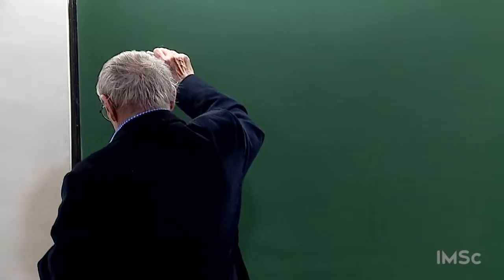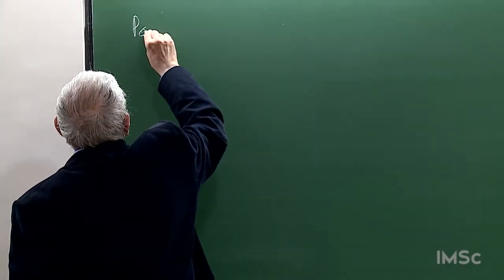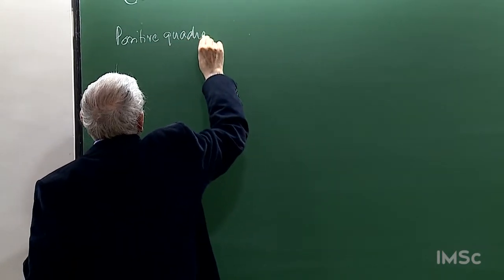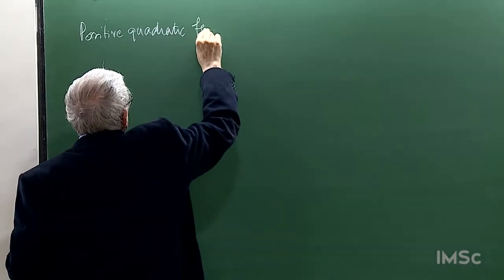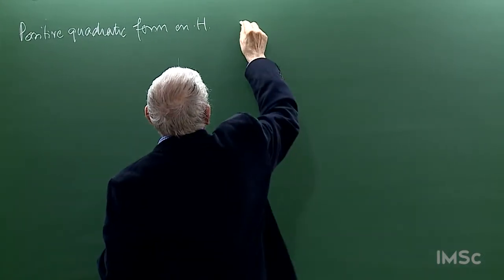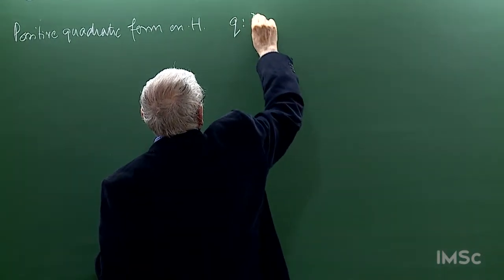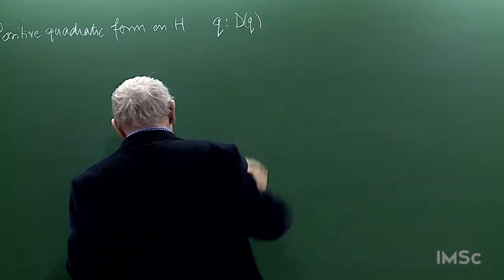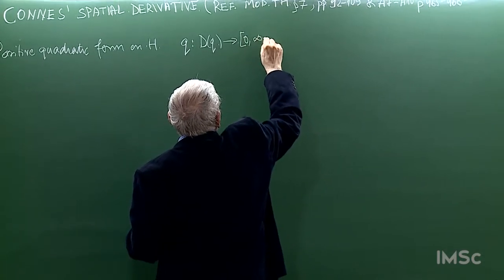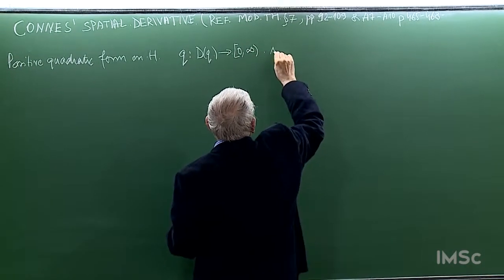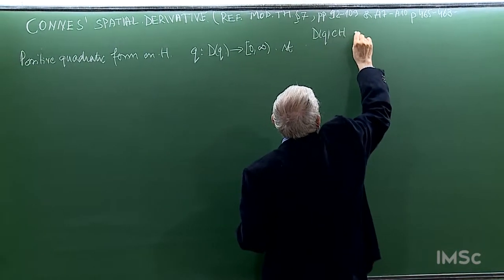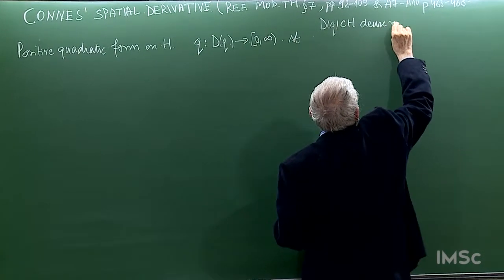Namely, what is a positive quadratic form on a Hilbert space H? It is a function Q defined on a set D(Q) with values in [0, infinity), such that D(Q) in H is a dense vector subspace.